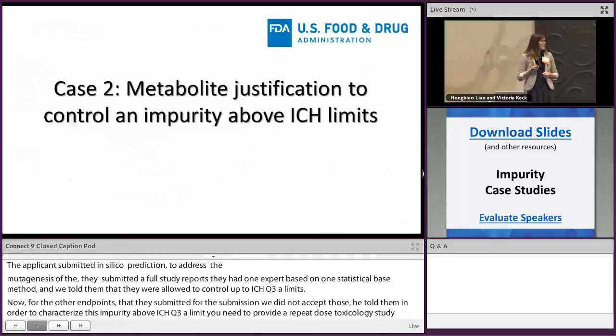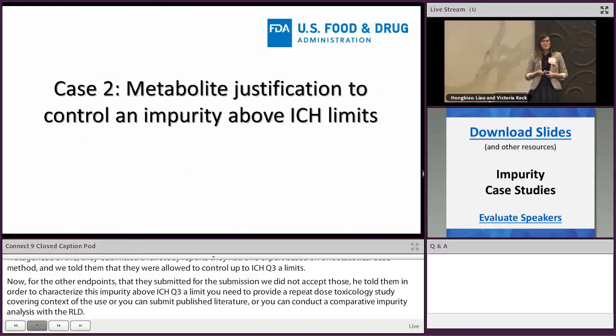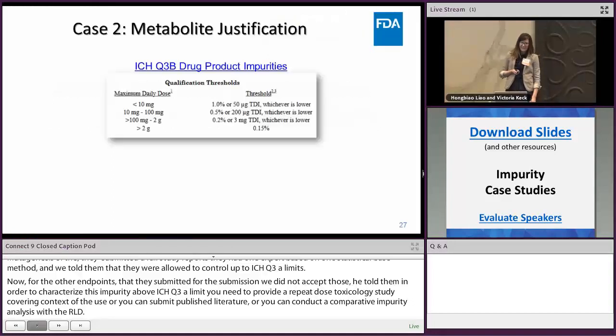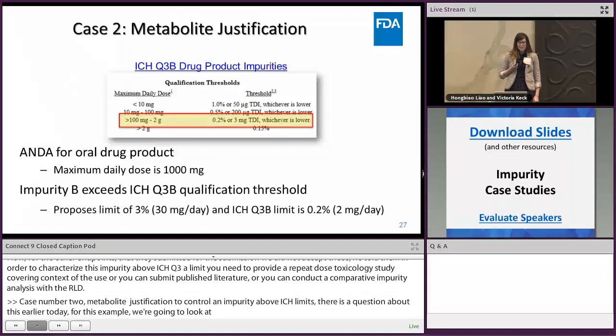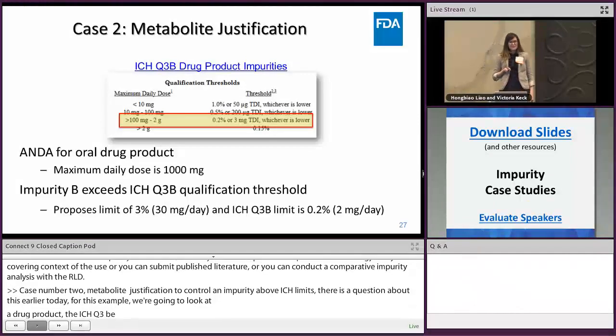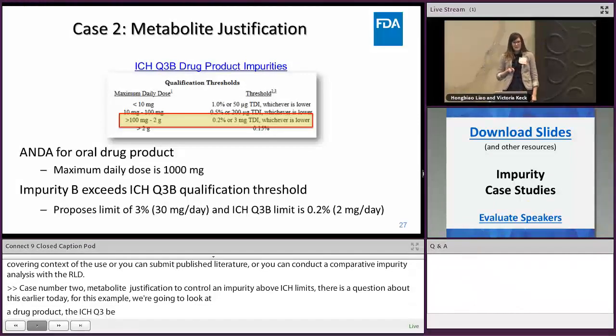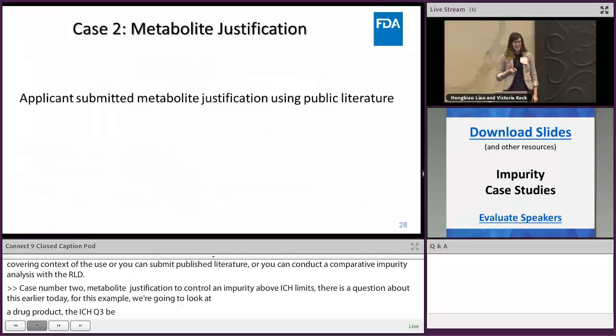Case 2, metabolite justification to control an impurity above ICH limits. I think there was a question about this earlier today. For this example, we're going to look at a drug product, so ICH-Q3B limits apply. This is, again, another oral drug product. The maximum daily dose is 1,000 milligrams. There's an impurity B that exceeds the ICH-Q3B qualification threshold. They're proposing a limit of 3%. However, because of this product's maximum daily dose, the ICH-Q3B limit would be 0.2% or 2 milligrams per day.